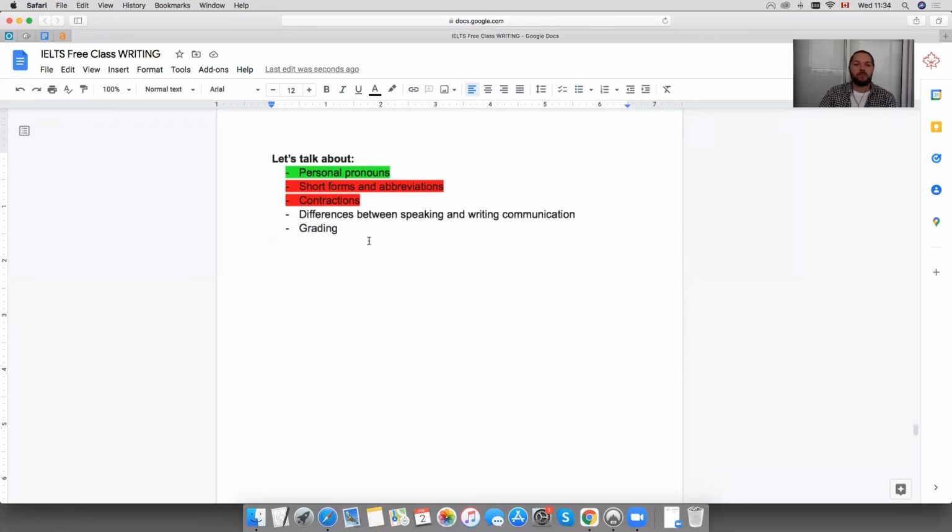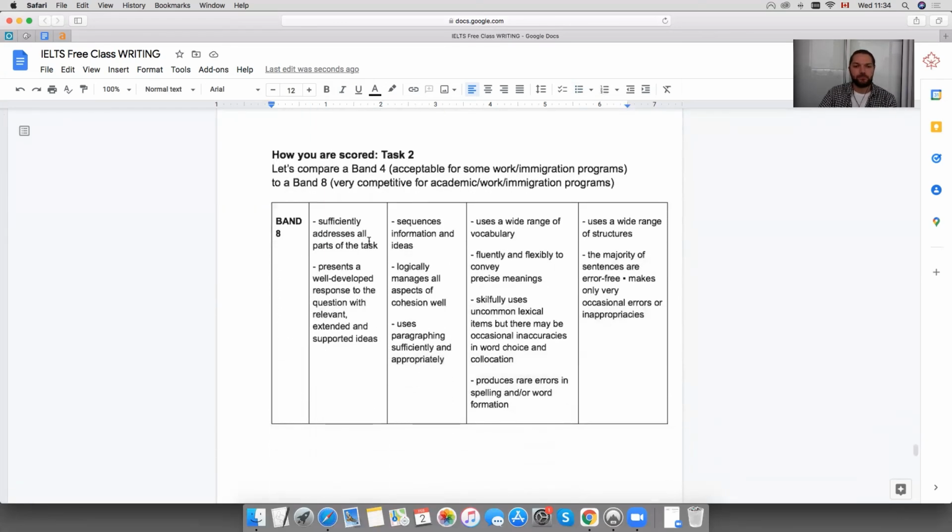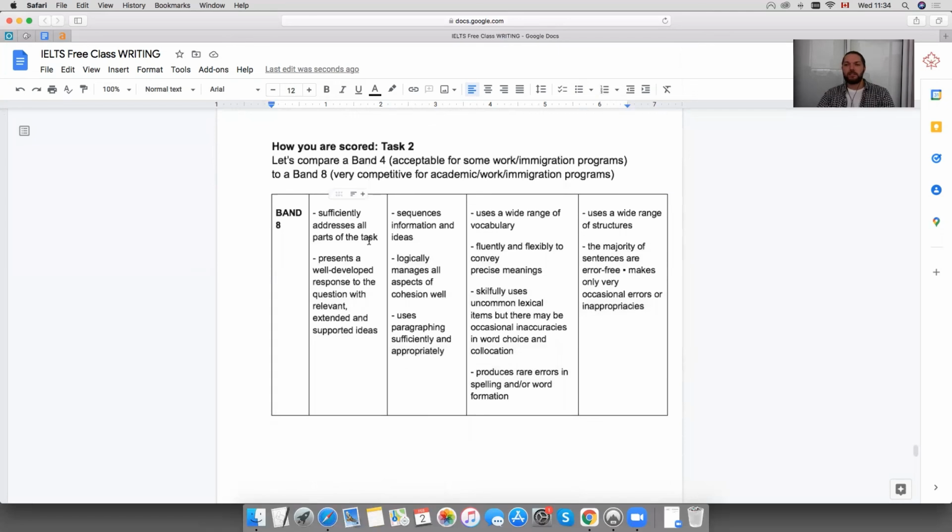How do you get your grade? Let's take a look. We have a band 8 score here, straight from the IELTS people. We know that the band 8, it's the second best score. The best score is a band 9, right? This is a very competitive score for anything that you're trying to do. And we can expect what this is like.